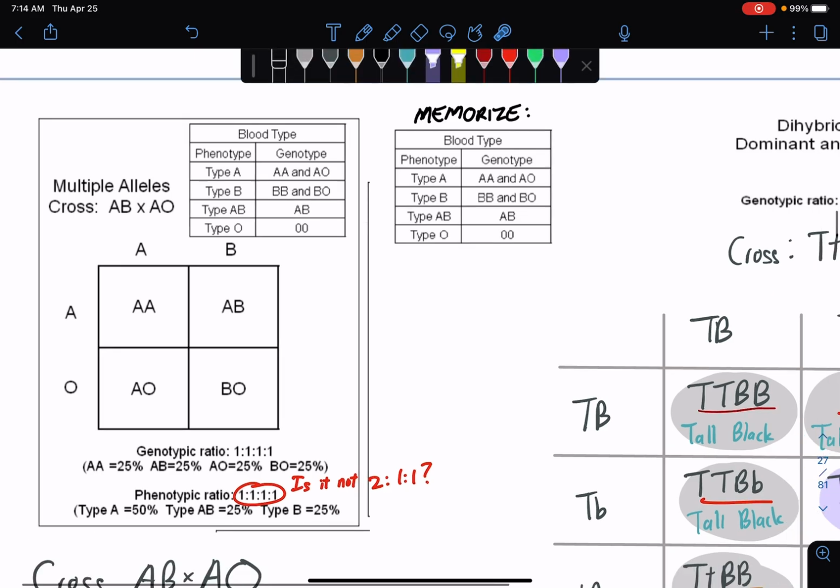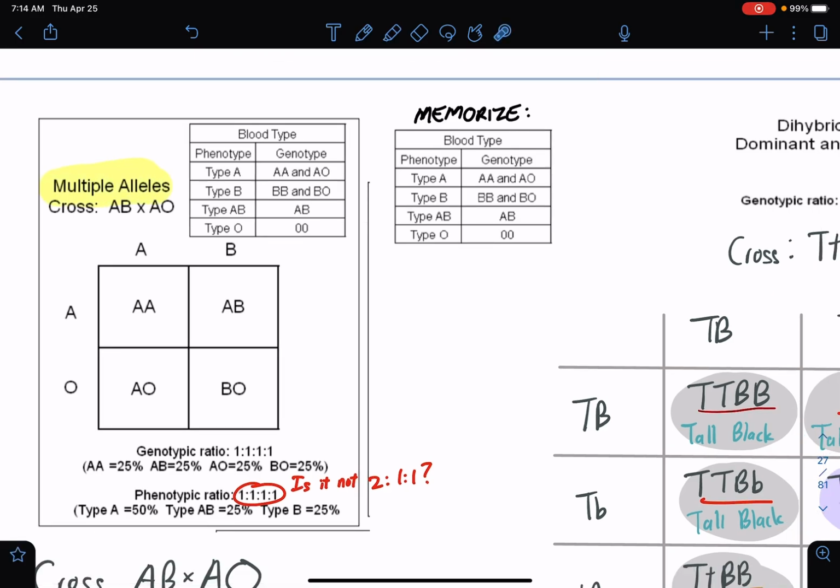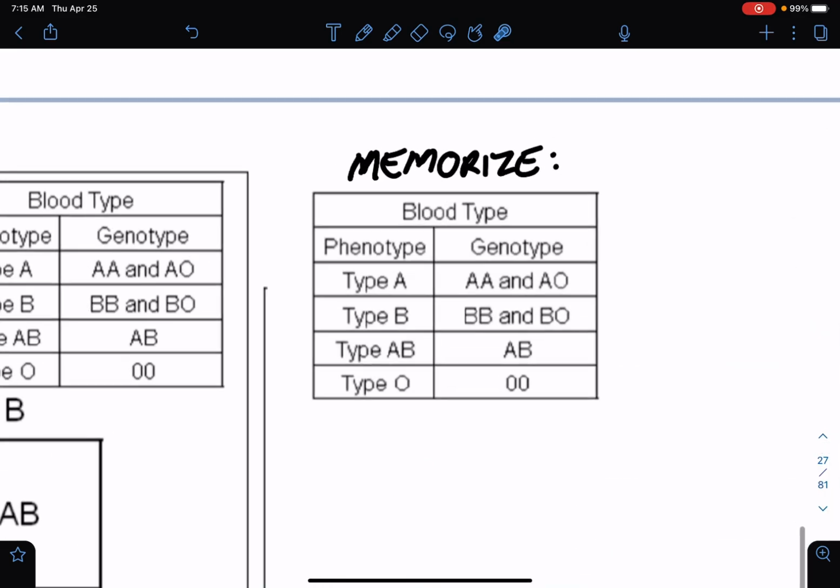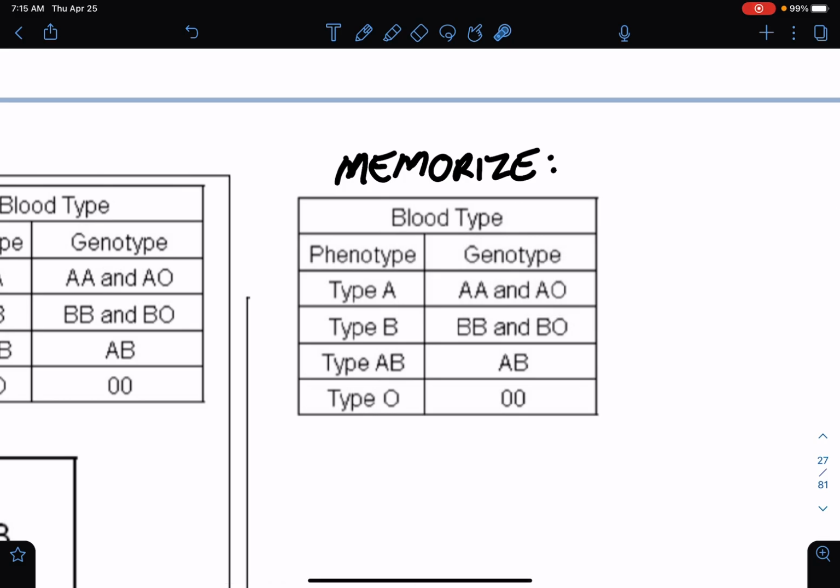This is also one of them. We have something called multiple allelism. This table is important to memorize. So we have blood type, the phenotype, and the genotype. If we have the phenotype of type A, it corresponds to the genotypes AA and AO. For type B, BB and BO. For type AB, we have AB. For type O, it's basically OO.